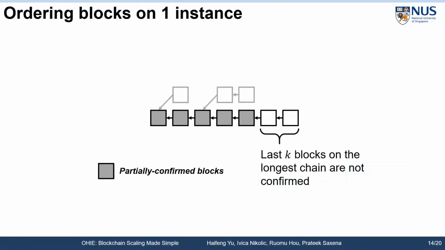We have shown how blocks in OHIE are mined. Now let's move on to how to order these blocks. Let's start with a single instance of Nakamoto consensus in OHIE. We follow the same way as Nakamoto consensus in ordering the blocks on a single instance. Specifically, the list is obtained by removing the last k blocks from the longest chain, where k is a security parameter. Let's define all the remaining blocks in the list as partially confirmed blocks.